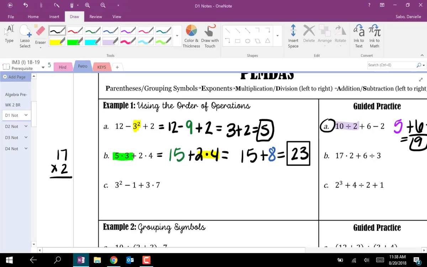Remember doing that. 17 times 2. 2 times 7 is 14. 4, carry the 1, and you get 24. Okay? Oh, it's not 24. What is it? I messed up. 2 times 1 is 2, plus 1 is 3. There you go. So if you needed guidance on how to do the multiplication, now you know.